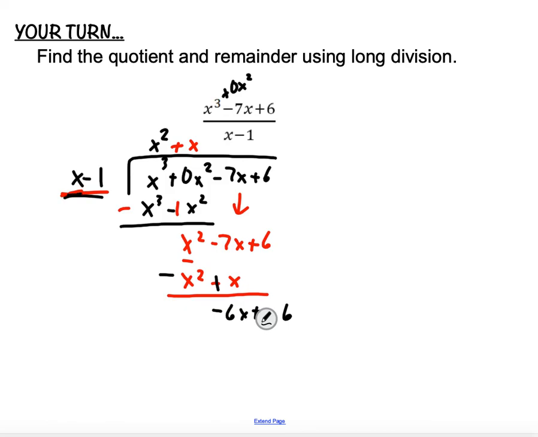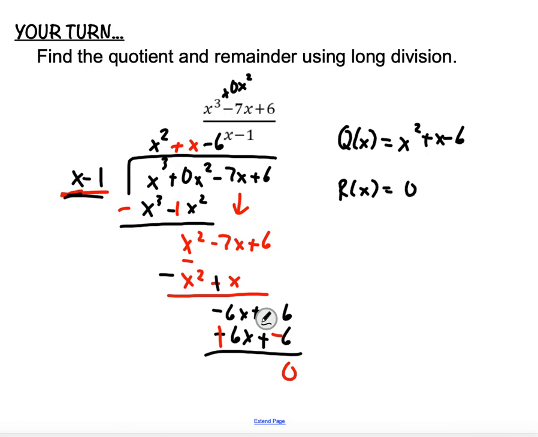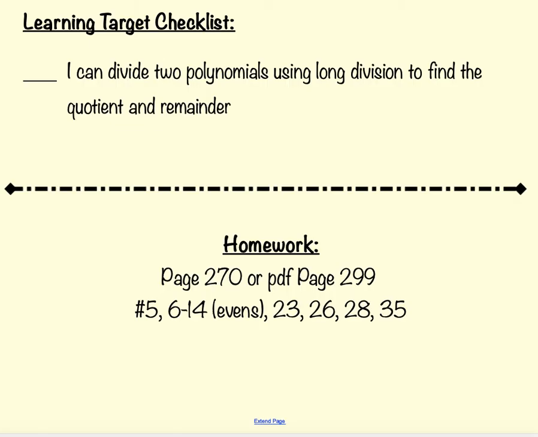X times what is negative 6x? It's a minus 6. Change your signs and add. And notice we get a remainder there of 0. So we're just supposed to find the quotient and the remainder. So we have them. So I can divide two polynomials using long division to find the quotient and remainder.